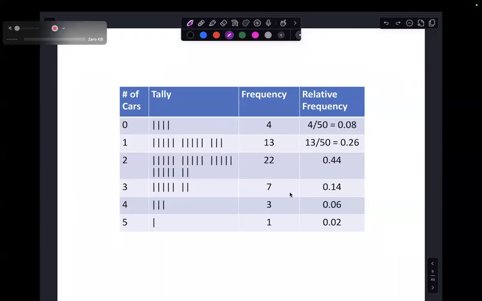Okay, so once again, I tallied them up. You don't have to show the tallies. I have 4 people with 0 cars, 13 with 1, et cetera, et cetera. To get my relative frequency, I took the number in that category, so 4 divided by 50, because there's 50 total, and I got 0.08. 13 divided by 50 is 0.26, 22 divided by 50, et cetera, et cetera. That gave us our relative frequency. So I can see the proportion of my sample that has that characteristic.